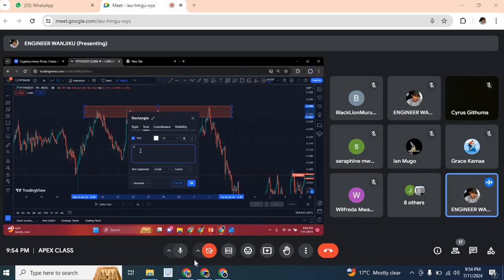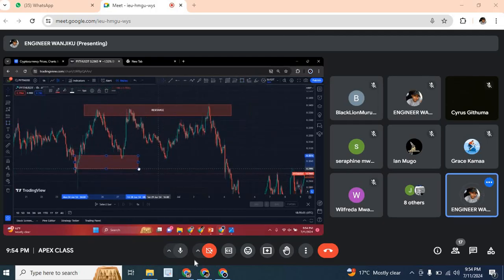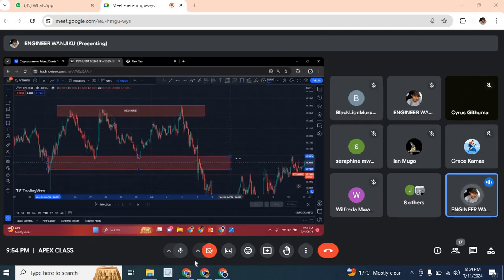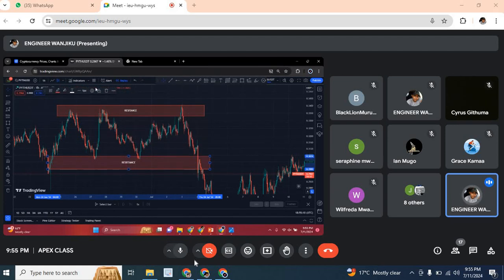No, sorry, resistance. This is my resistance zone. Then this bottom zone right here is my zone of support. Like that. This is how you identify support and resistance.